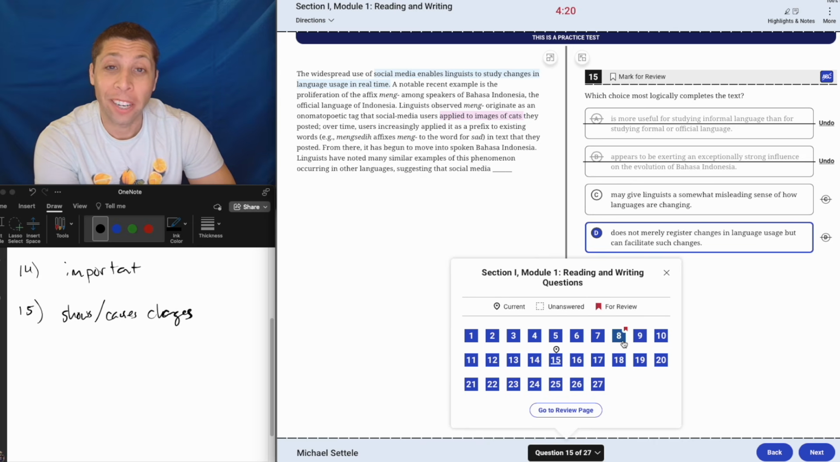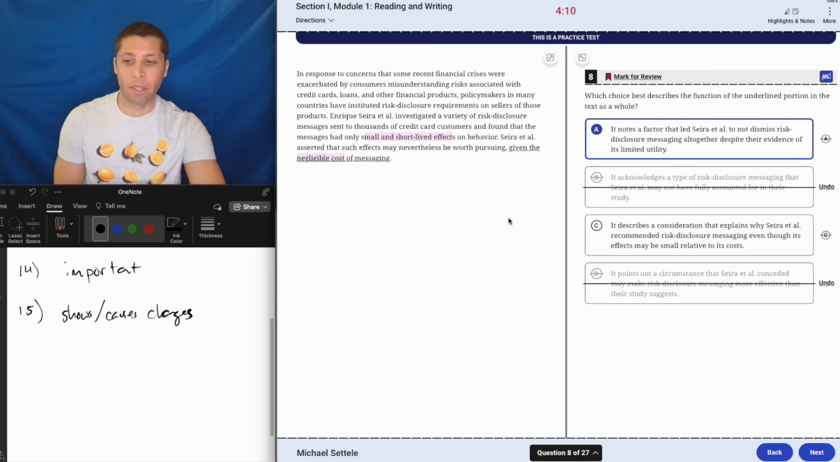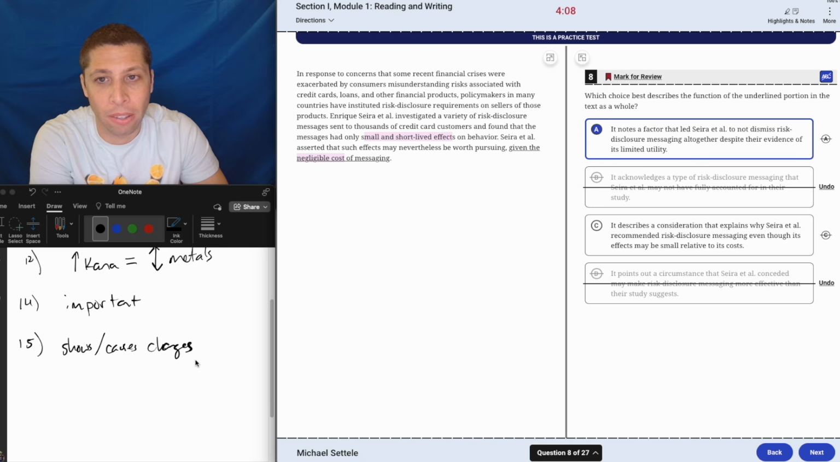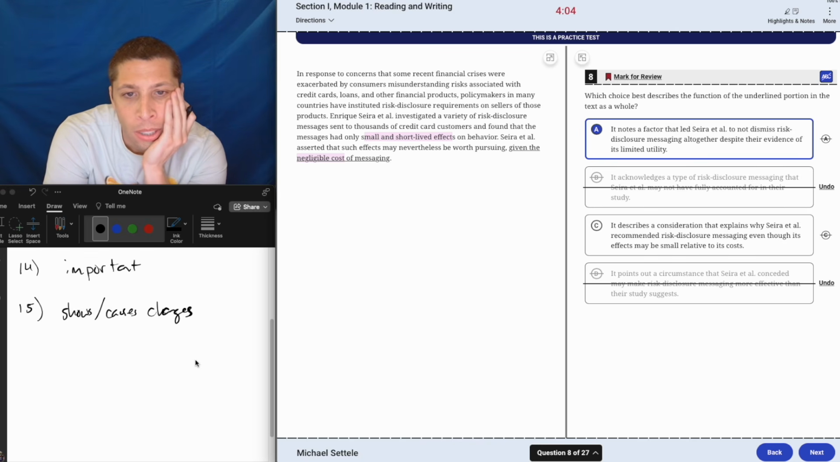I only have one bookmark, and I really only bookmarked it because I think other people should bookmark it. This was a very easy section. Obviously, I would check for 4 minutes. I'm going to go back to this one and just make sure I didn't do anything wrong here because there's a bit to this one. Right. So yeah, it's given the negligible cost of messaging. So it's a reason to pursue it is what it is.